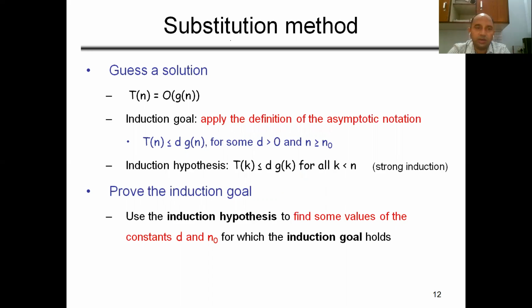For example, let's take a solution that T(n) is equal to big O of log n. Then we will try to prove the big O notation equation, that is T(n) is less than or equal to d log n for some values of d greater than 0 and n greater than n naught. Then by using the induction hypothesis, we will show that this condition will work for all k less than n. Then our goal is to prove that this induction hypothesis will work for the base condition or initial conditions.